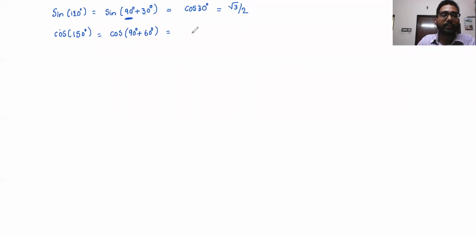See, 90 plus theta is there. So when you have 90 plus theta, 90 is there, so cos will change to sine, so it is going to be sine 60. And here 90 plus theta is a second quadrant angle. In the second quadrant, what is cos? Cos is negative, so we have to put one minus over here. So the answer is minus root 3 by 2.